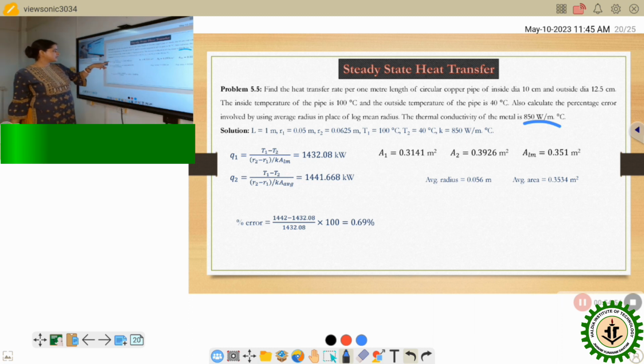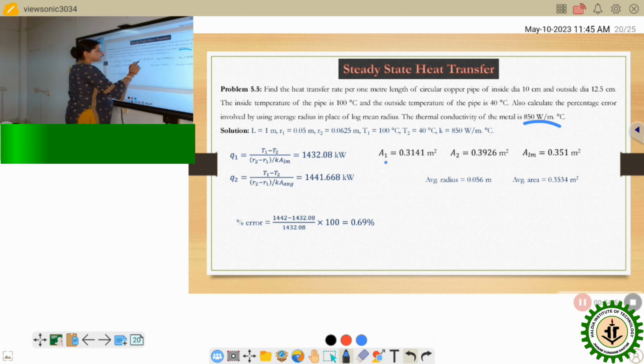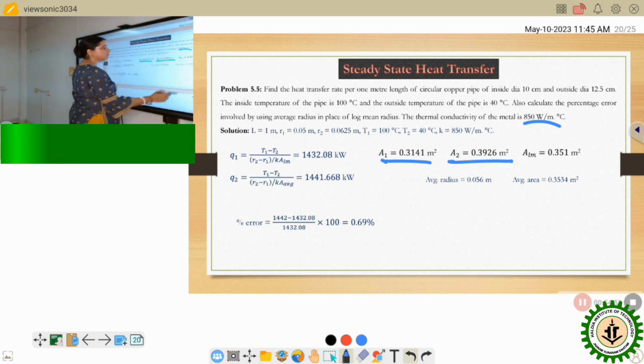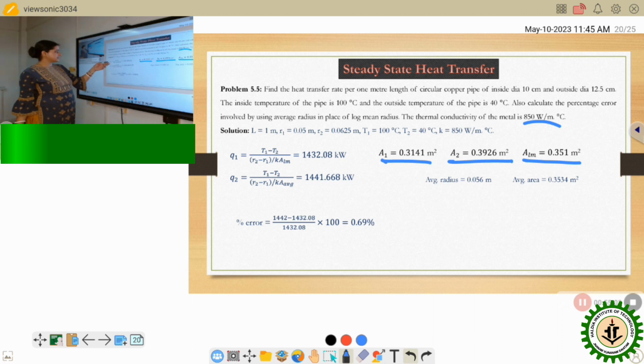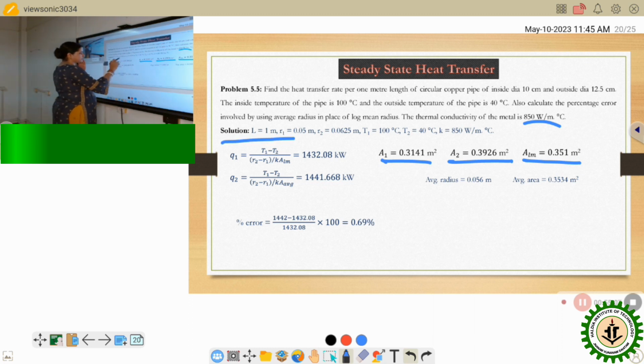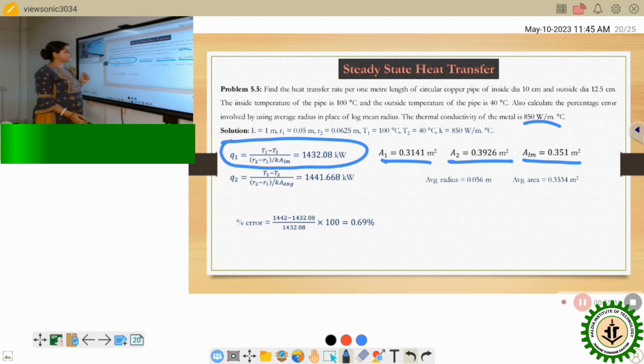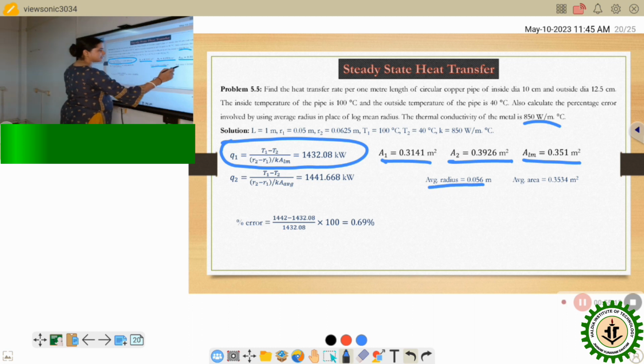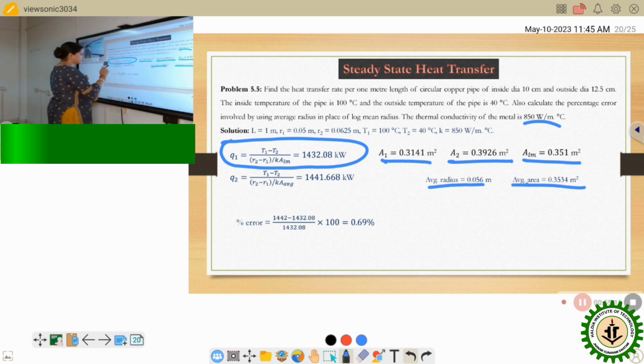So I can calculate A1, I can calculate A2. So from there I can calculate log mean area. So I can simply put it here, if I am doing it through log mean area. So this will be my formula. Now if I am using average radius, I'll get average area. So for that, this is my formula. Instead of log mean area, I'll just put the average area here.